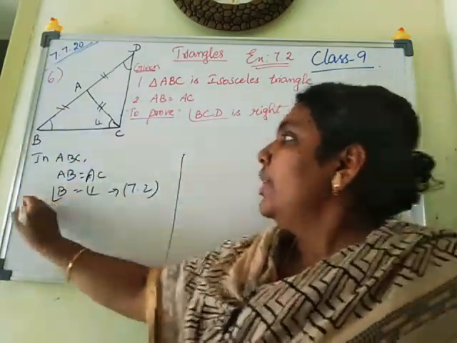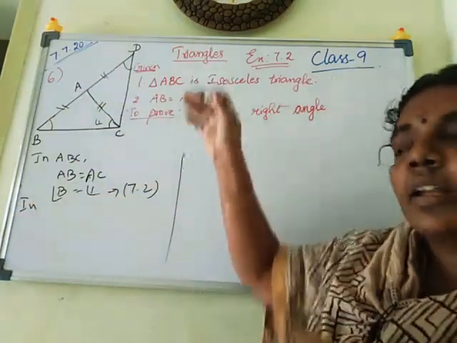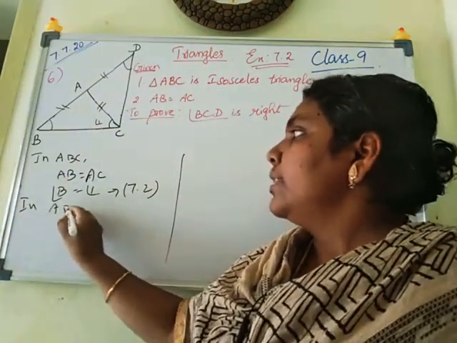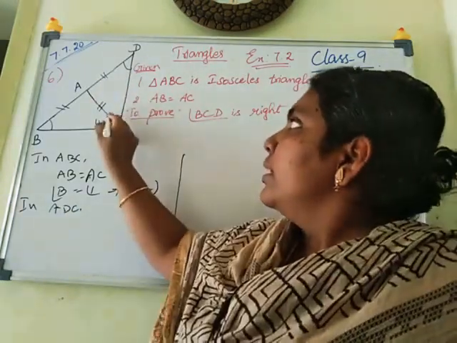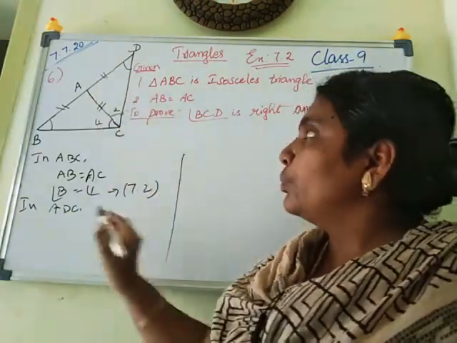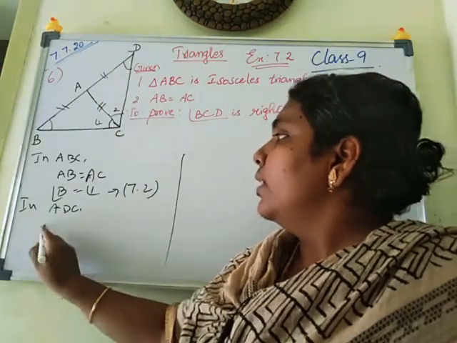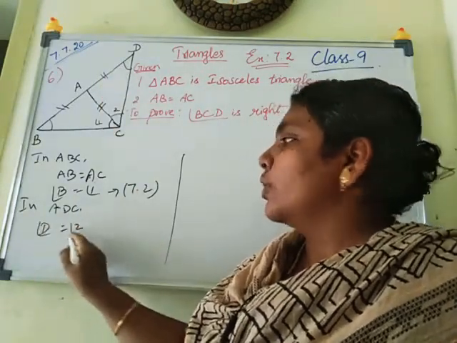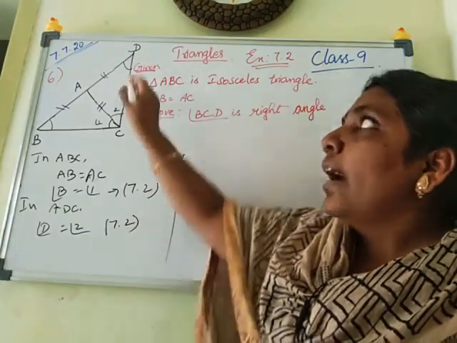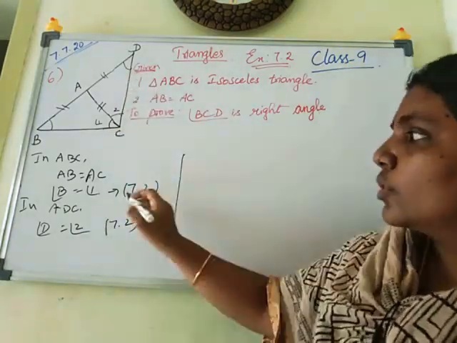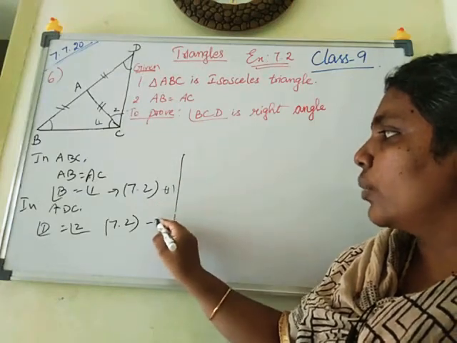Now in the next triangle, ADC, AD is equal to AC, which means I am taking this angle to be angle 2. So this is angle D. Angle D is equal to angle 2. The same theorem follows here also, by theorem 7.2, angle D is equal to angle 2. So this is equation 1 and this is equation 2.